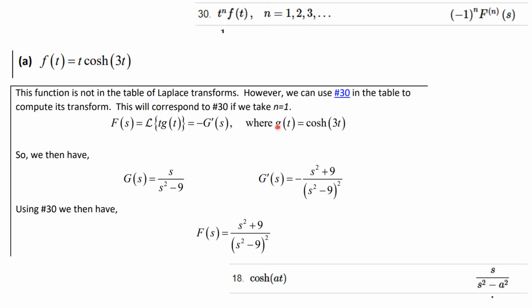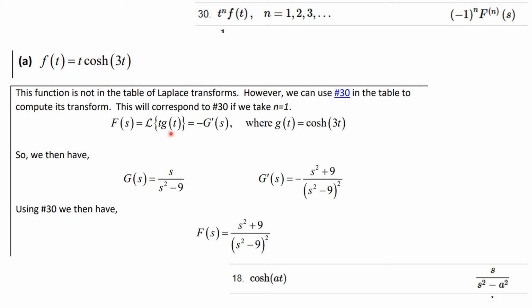Now this function isn't in our table, so we have to do something else. But we can use number 30, and number 30 is up here, and it tells us what happens when we take the transform of t raised to the nth power times f of t, and this is what we get. Now notice that this is -1 to the nth power, and this is the nth derivative of the transform with respect to s.